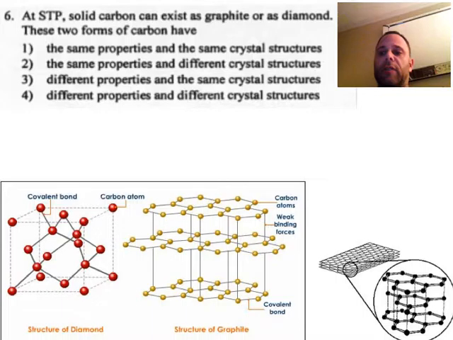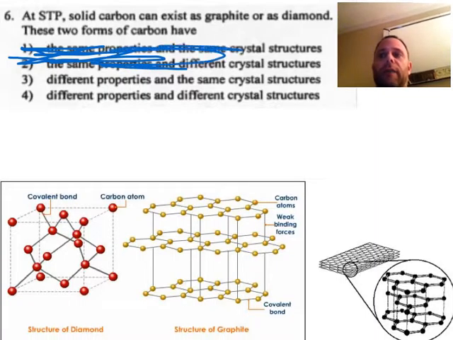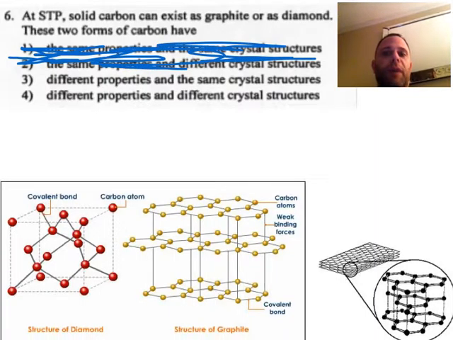And as our last question for this recording, please go on to the next recordings if you need the additional questions. This reads, at STP, solid carbon can exist as graphite or as a diamond. These two forms of carbon have the same properties. Ladies and gentlemen, I suggest to you that if they had the same properties, they would be called the same thing. So right off the bat, let's get rid of these two. So next, different properties. They both say different properties and the same crystalline structure or different crystalline structures.